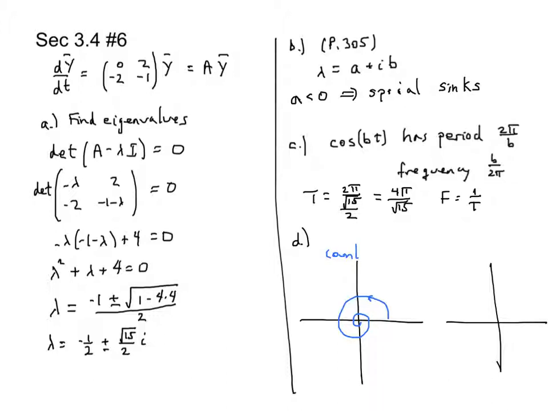No, I'm sorry, this is clockwise. I apologize. Oh boy. No, this is counterclockwise. What I said was correct. Okay, this is counterclockwise. So are we spiraling in this way, or are we going in a clockwise manner, something like this?